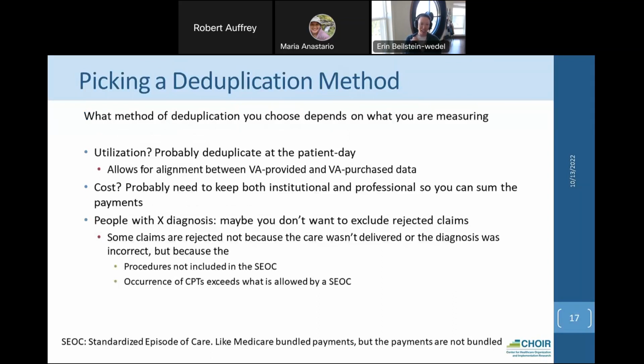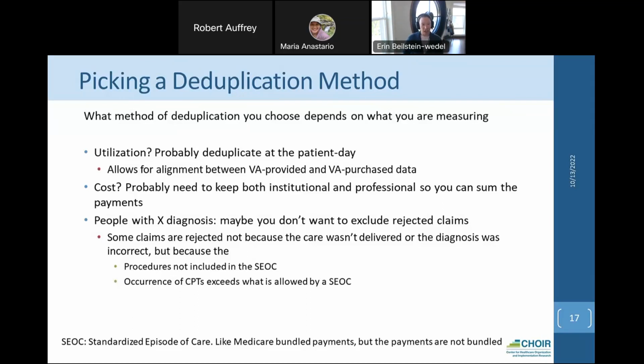But because there's all these methods of deduplication, you have to think about what your goal is and what you're measuring. So for utilization, we usually suggest that people dedupe at the patient day level. So you might have multiple CPTs for something in the same day, because the provider is billing the VA for each of those procedures, but maybe you just want to know if it happened. And so you might dedupe at the patient day. This method generally also allows for alignment between VA provided and VA purchased data, because the community care data is claims based and they are trying to recover money. They will bill and put in their claims as if they're doing that, but that's not how the VISTA structure is set up, or at least we don't code as much usually.